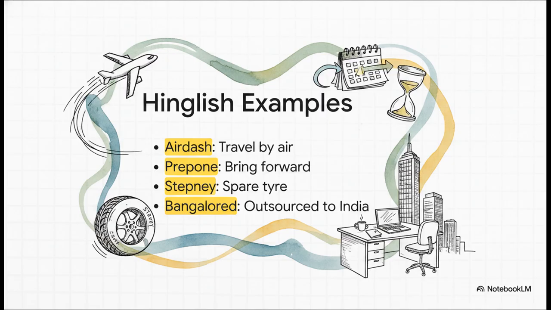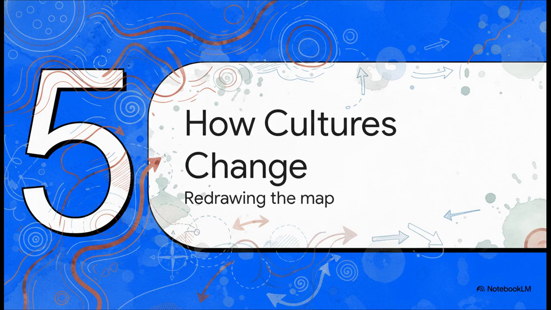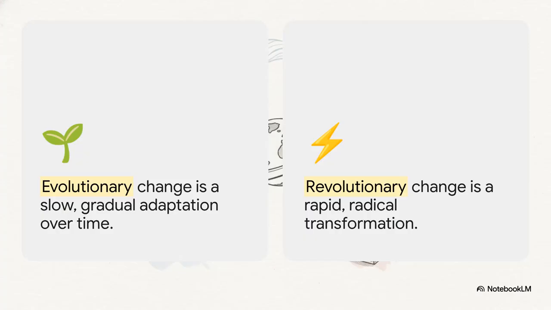Finally, Section 5, How Cultures Change, Redrawing the Map. For our last section, we have to understand that these cultural maps, they're never actually finished. They are dynamic, living things that are constantly being redrawn. Societal patterns change in two primary ways.